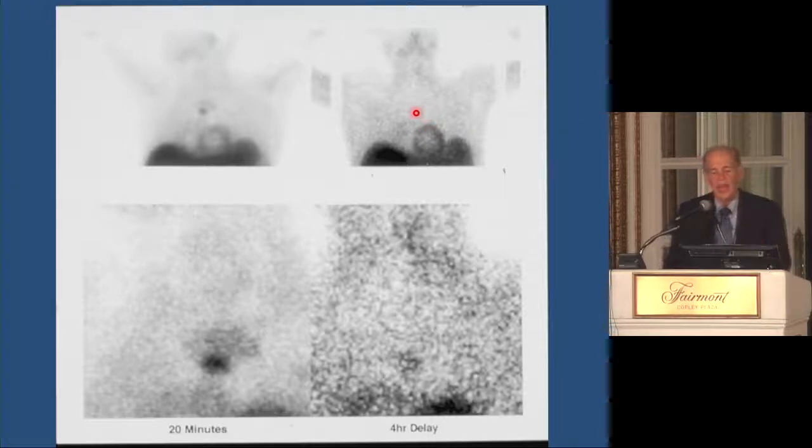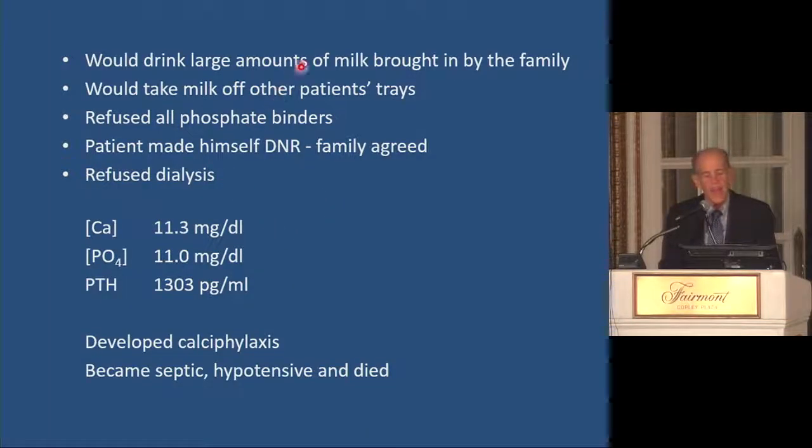This is not that uncommon. When you get a parathyroid scan, you have to go into the chest, you have to look for this gland. And in fact, he was just non-adherent. He took milk off other patients' trays. He didn't like phosphate binders, DNR. He died essentially from calciphylaxis.